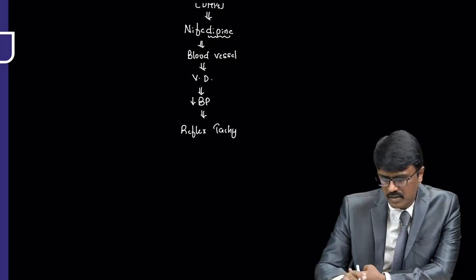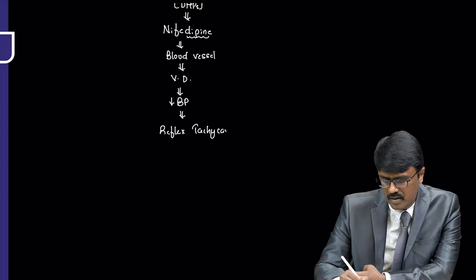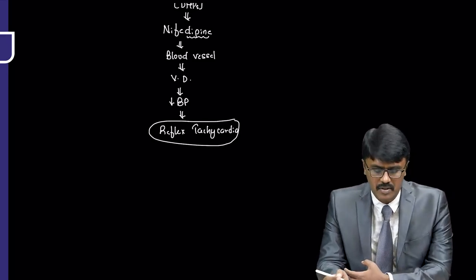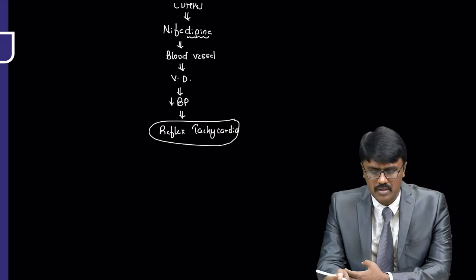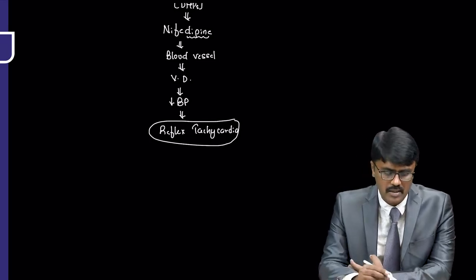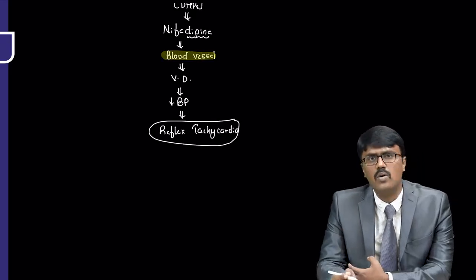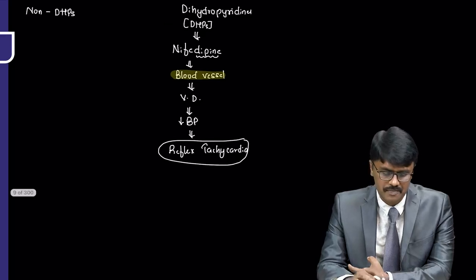So there is reflex tachycardia, what we see with dihydropyridines. They cause smooth muscle relaxation, the blood vessel will dilate, and the BP falls, with reflex tachycardia. So their major action is only on blood vessel. Will they act on the heart? No, they don't act on the heart.